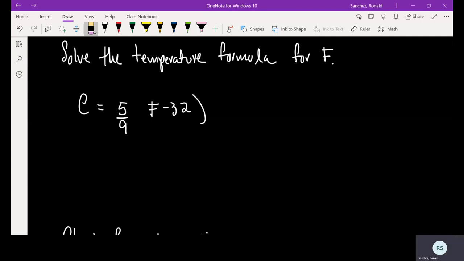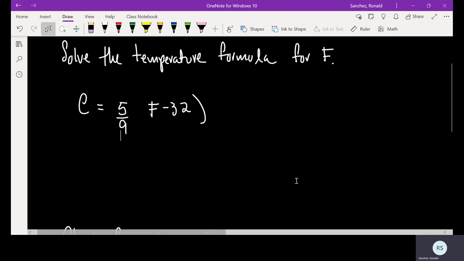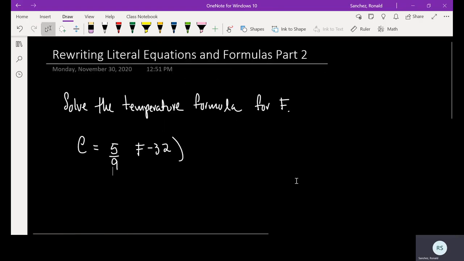Welcome to this video. In this video, we're going to continue to learn how to rewrite literal equations and formulas. This is the second part of two videos. If you have not watched the first one, I strongly recommend that you do that before you watch this video. If you have, let's dive into this problem.